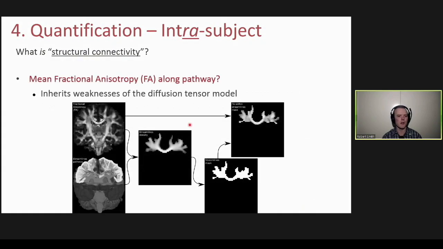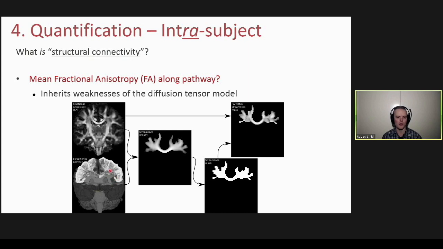Another common one is to do something like the mean fractional anisotropy. So just quickly, this FA measure is derived from the diffusion tensor model. It's a measure of whether the diffusion signal is very anisotropic or whether it's more kind of ball-shaped, isotropic.